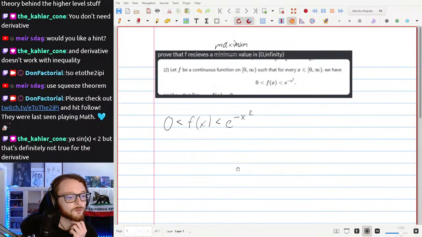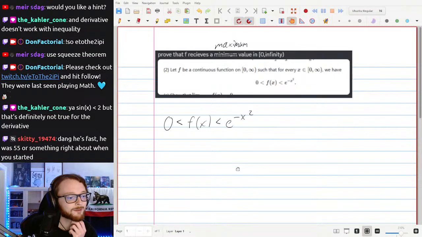Sin of x less than 2, that's definitely not true for the derivative. Oh, okay. Oh, okay, so you do know Zach. Okay, good. Zach in general is awesome. Squeeze theorem.